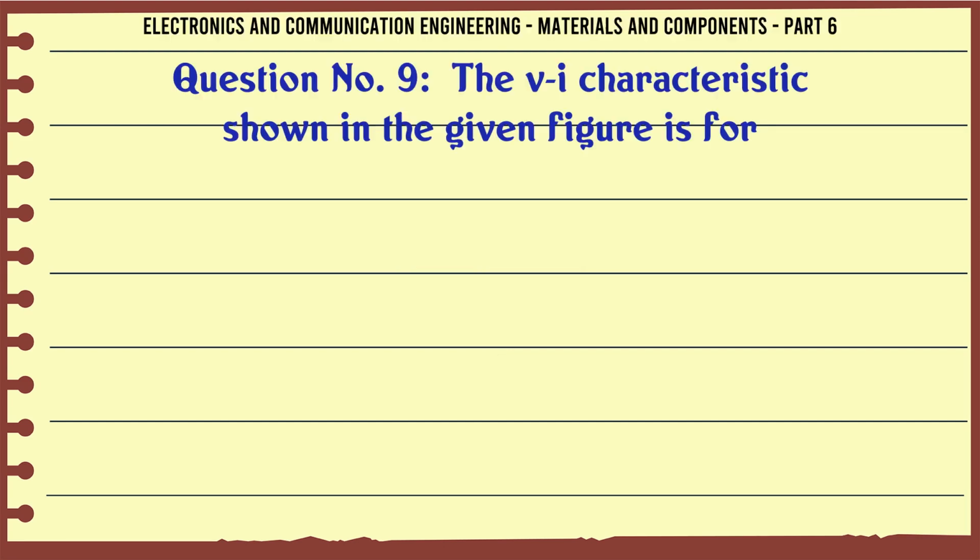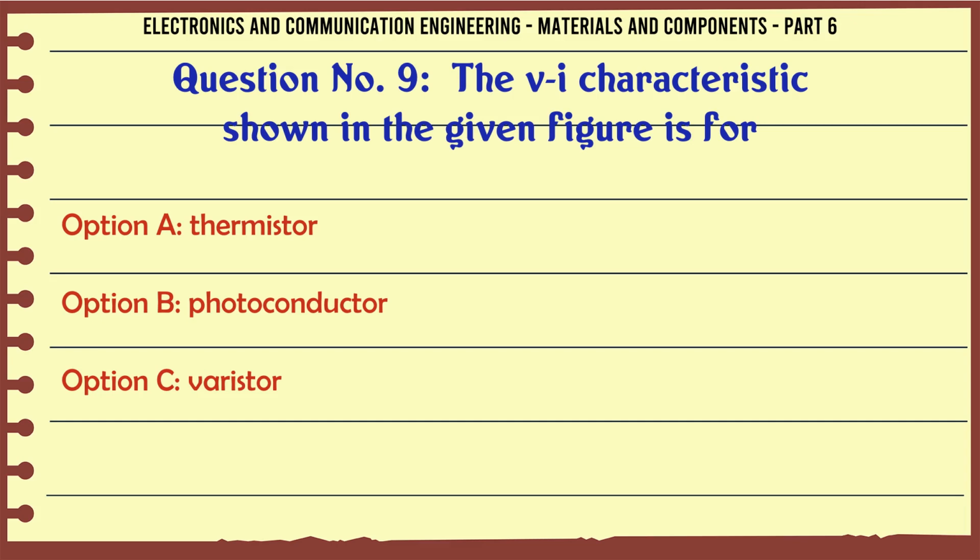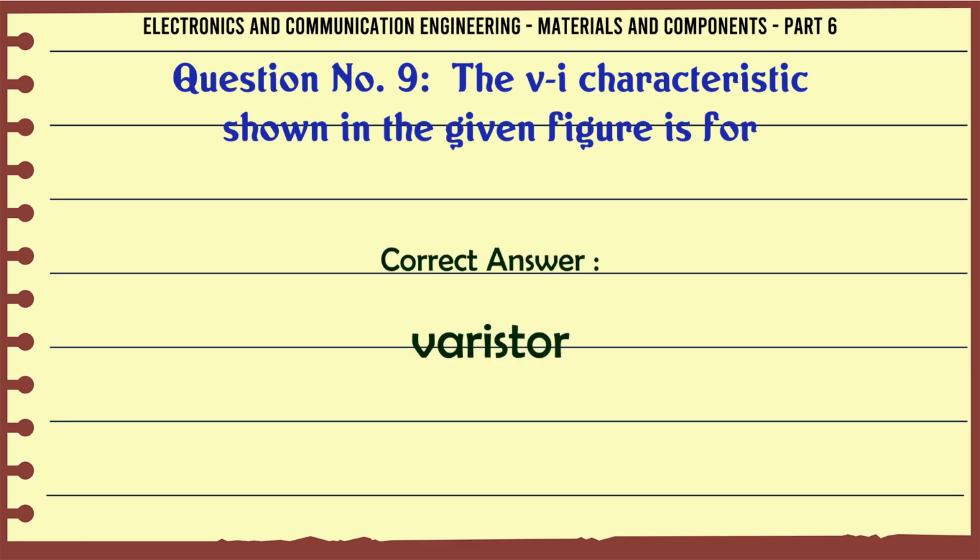The V-I characteristic shown in the given figure is for A. thermistor, B. photoconductor, C. varistor, D. none of the above. The correct answer is varistor.